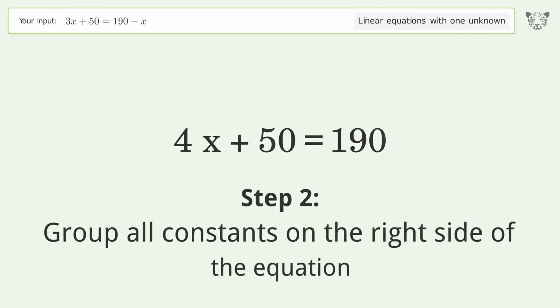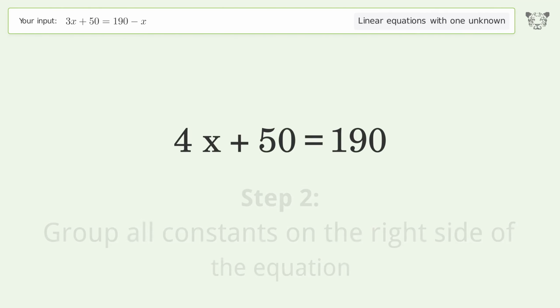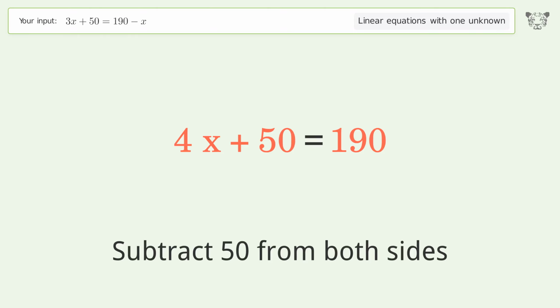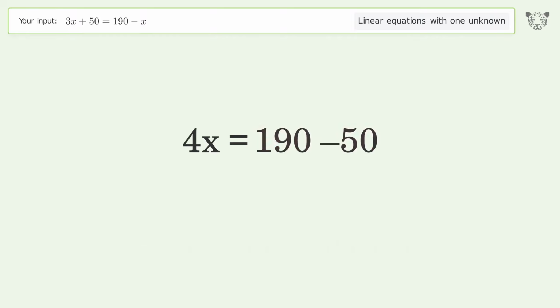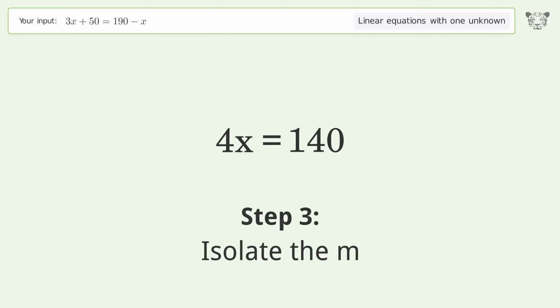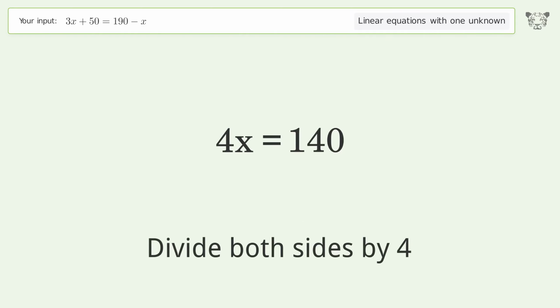Group all constants on the right side of the equation. Subtract 50 from both sides. Simplify the arithmetic. Isolate the m. Divide both sides by 4.